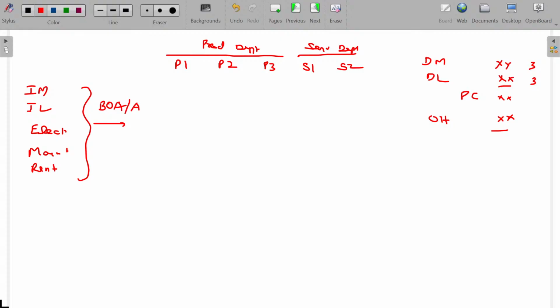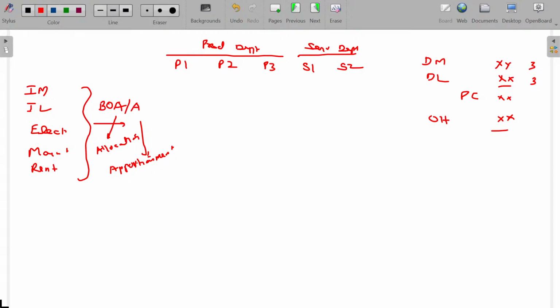This is called basis of allocation and apportionment. Okay, there is a small difference between allocation and apportionment. It may be either allocation or apportionment. We can follow one of the methods. Either you can allocate or apportion to these departments based on some basis.